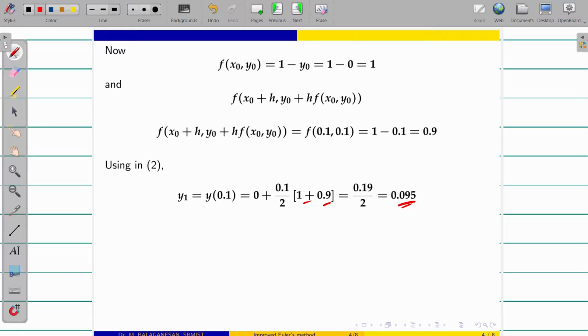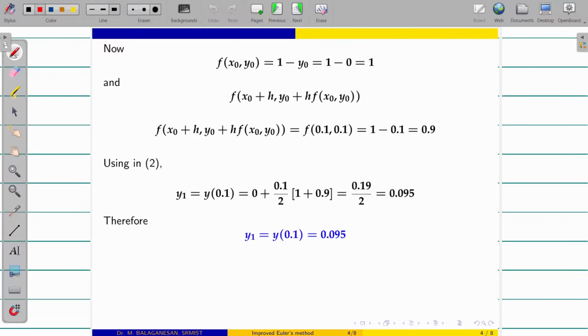The formula only looks like the lengthiest one, but if you understand, I have given the clue. If you understand it in that way, you won't make any mistakes, right? Therefore, y1 equals this. Next, I have to find y2. How can I find y2? What is the value I have to give for n?